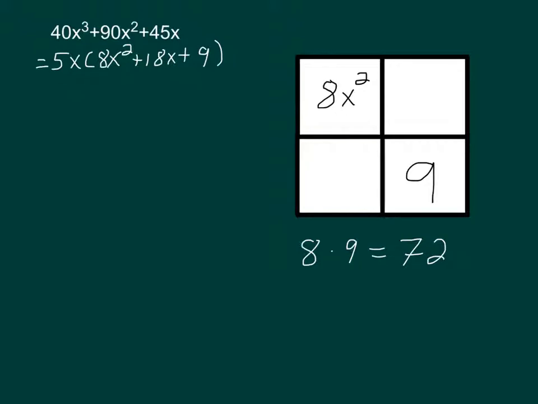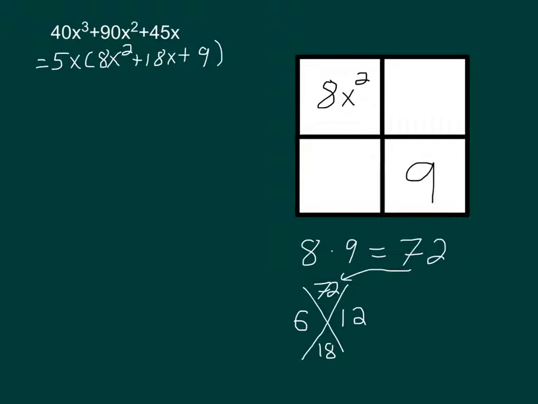To figure out what goes in the two remaining boxes, I'm basically doing one of the original puzzles that we first did, where I'm trying to figure out what numbers multiply to 72, coming from that product, and add up to the coefficient of the x, what we call the coefficient of the linear term, in this case 18. Some quick trial and error will show us that those two values would have to be 6 and 12. 6 times 12 equals 72. 6 plus 12 equals 18.